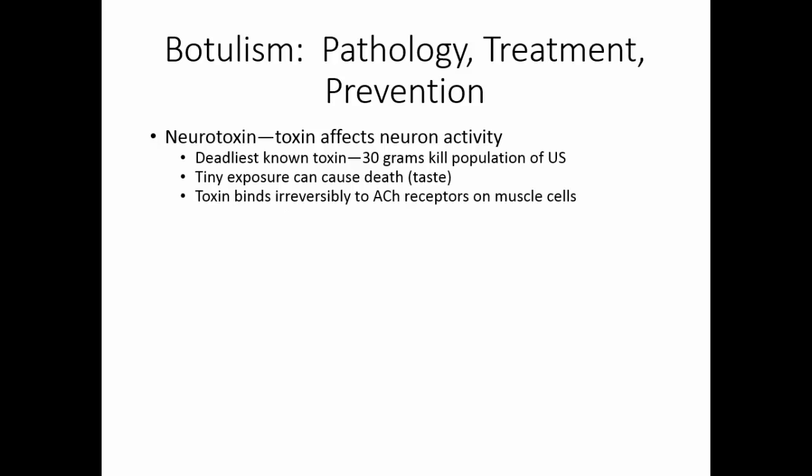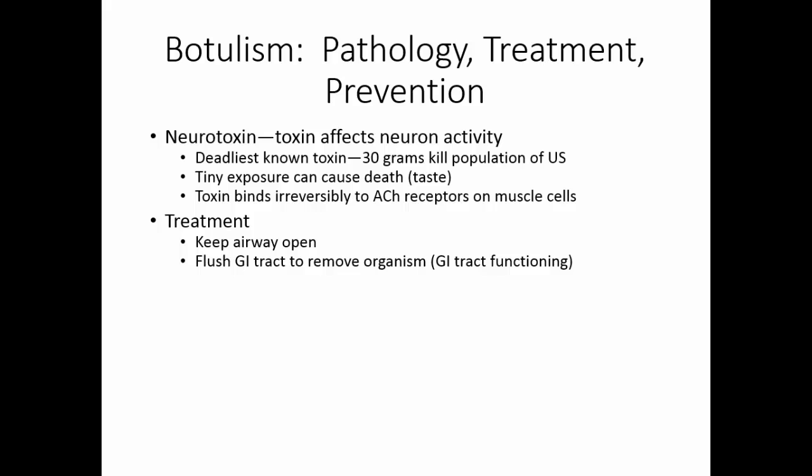The toxin binds irreversibly to the acetylcholine receptors on muscle cells. This means when acetylcholine is released at the neuromuscular junction that would tell the muscle cells to contract, they can't because there are no receptors for the acetylcholine available. The muscles then become flaccid. Because the biggest thing that happens is the airway stops working, the first treatment is to keep the airway open.